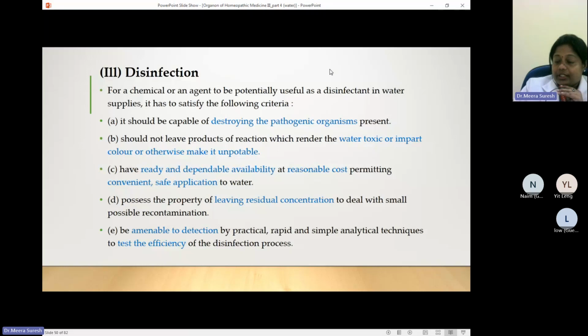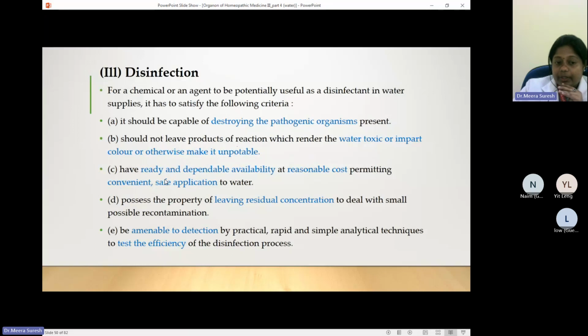So to call it a disinfectant, the basic requirement is that it should be capable of destroying the pathogenic organisms, because we saw that by the process of filtration itself 90 to 99 percentage or 80 to 90 percentage is being removed, but still there is some remaining, right? Still there is remaining. So we do the process of disinfection. So that chemical should be able to destroy the pathogenic organism, not necessarily a chemical, it could be anything. It should not leave products of reaction which render the water toxic or impart color or otherwise make it unpotable. It should do nothing else, just treat and kill the organisms or do its function, but not make it toxic or change its taste or smell.